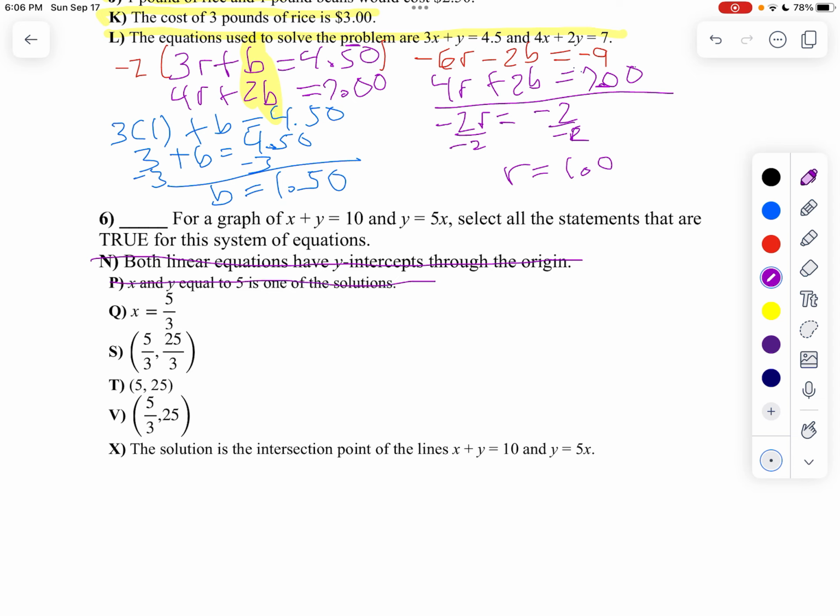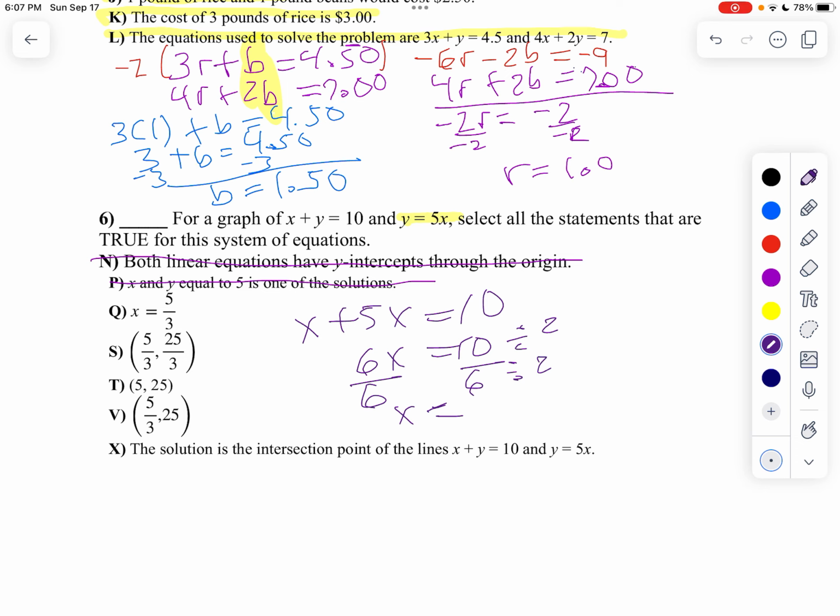Is it x equals 5/3? Well, we can't tell by graphing. So let's use substitution. Let's replace y with 5x. So my new equation is going to be x plus 5x equals 10, or 6x equals 10. Divide both sides by 6. And notice I can reduce that because 2 goes into both of these. So 10 divided by 2 is 5/3. So x equals 5/3 is a correct choice.